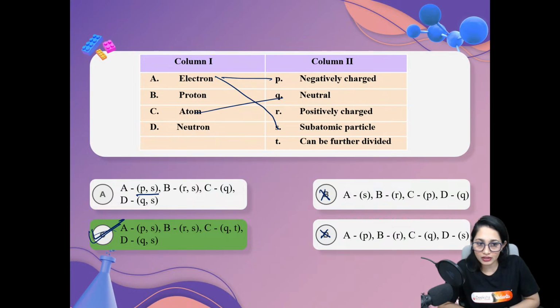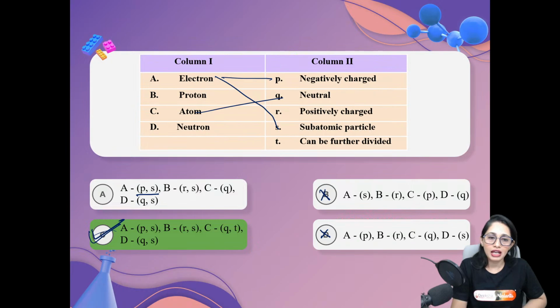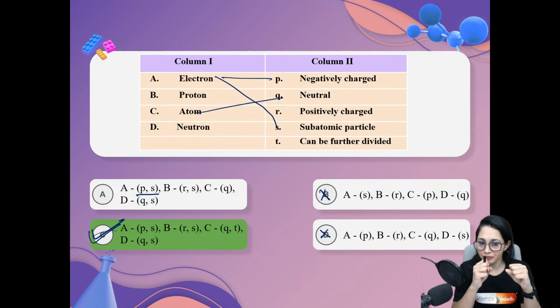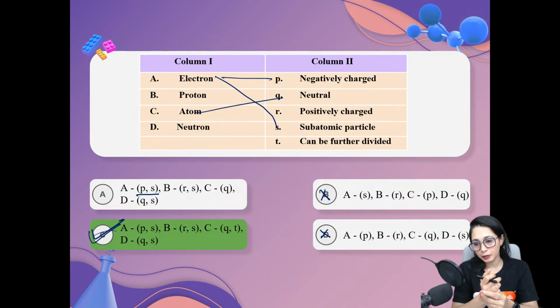There is one more that we need to match. So which is the answer? Option C is the right answer. Electrons are negatively charged subatomic particles. Protons are positively charged subatomic particles. Neutrons are neutral in nature and are also subatomic particles. Atoms are usually neutral because electrons and protons will be in equal number, and it can be further divided.